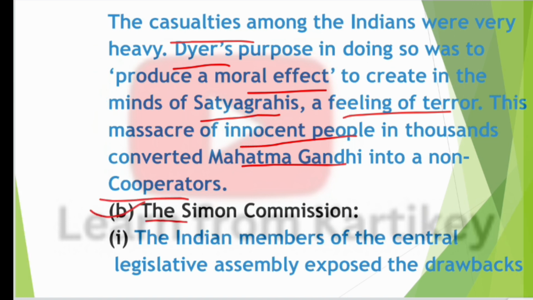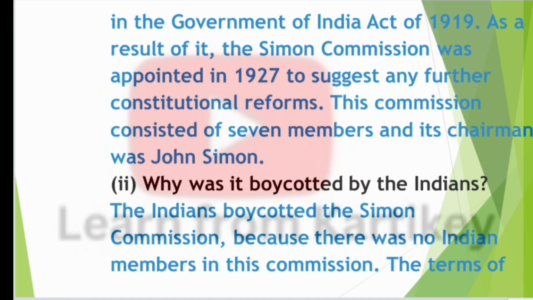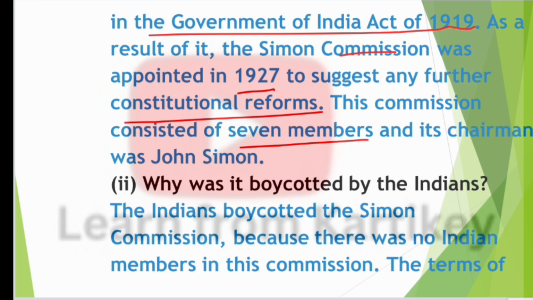Second, the Simon Commission. So first point, the Indian members of the Central Legislative Assembly exposed the drawbacks in the Government of India Act of 1919. As a result of it, the Simon Commission was appointed in 1927 to suggest any further constitutional reforms. This commission consisted of 7 members and its chairman was John Simon.